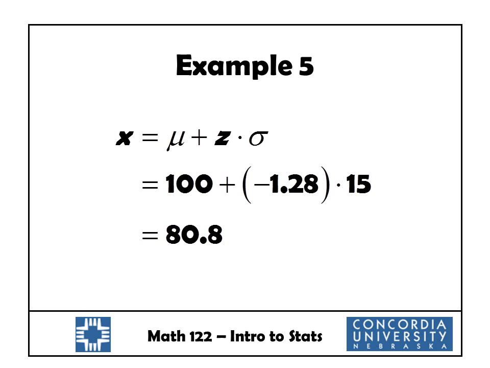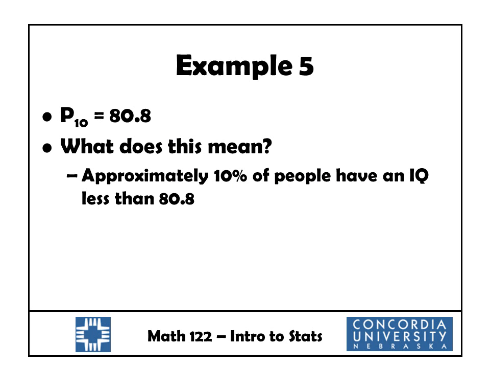We use the same mean and standard deviation that were given in the problem. Mu is 100, sigma is 15. We plug things in, do that arithmetic in our calculator, and we get an x value of 80.8. So the 10th percentile is 80.8. What does this mean? Approximately 10% of people have an IQ that's less than 80.8.